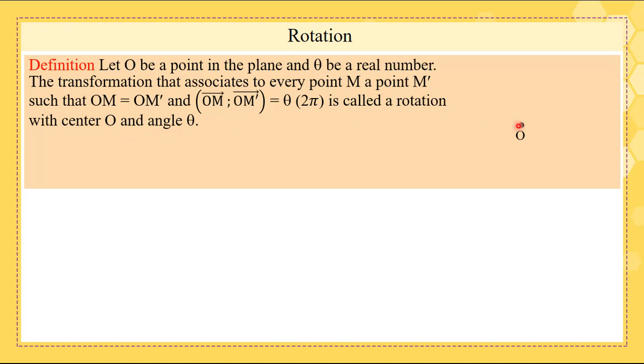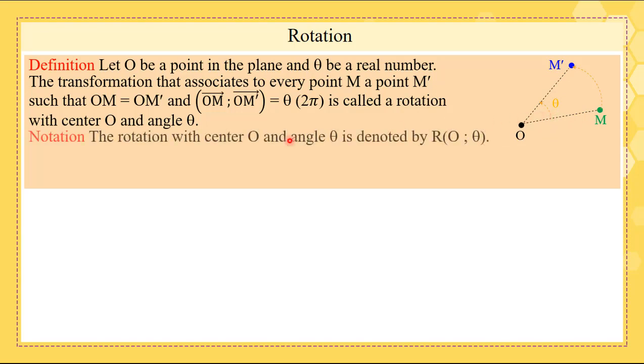Now geometrically here we have a point O, which is the center of this rotation, and we have a point M. Now here M prime is the image of M by a rotation of center O and angle theta, and here theta is an oriented angle. Now here we have to pay attention to two conditions: OM equal to OM prime and the angle between OM vector and OM prime vector is equal to theta.